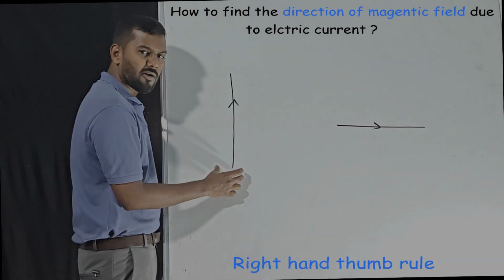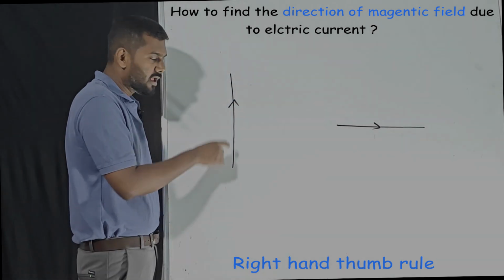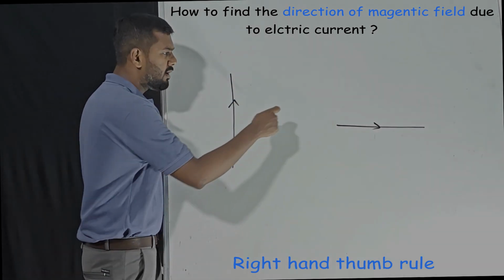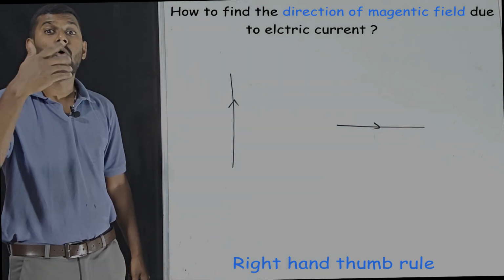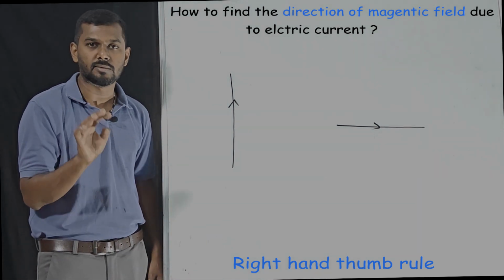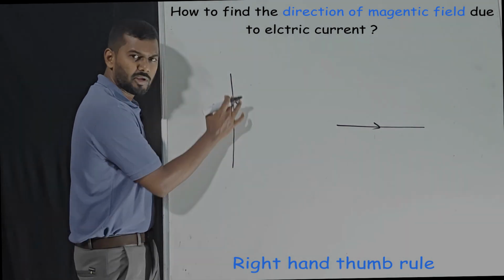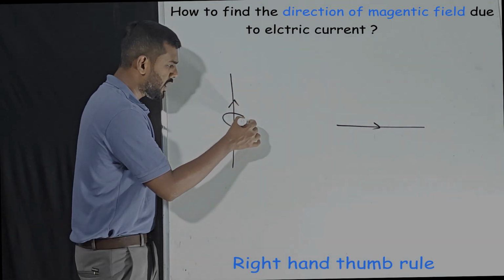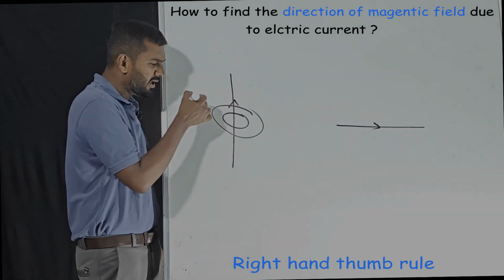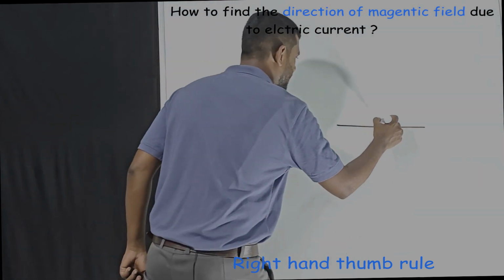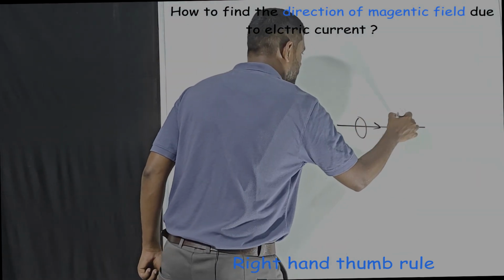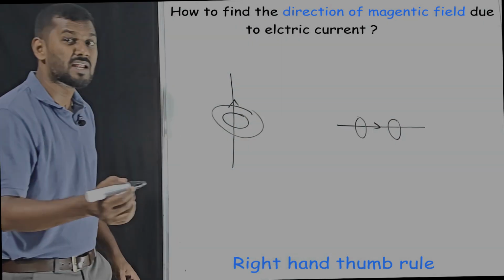Now listen. Here we have two types of straight conductor, one vertical, another one horizontal. How to hold it is very important. Whenever a current is flowing through a conductor, the magnetic field will be around it in both the ways. Now in which direction?